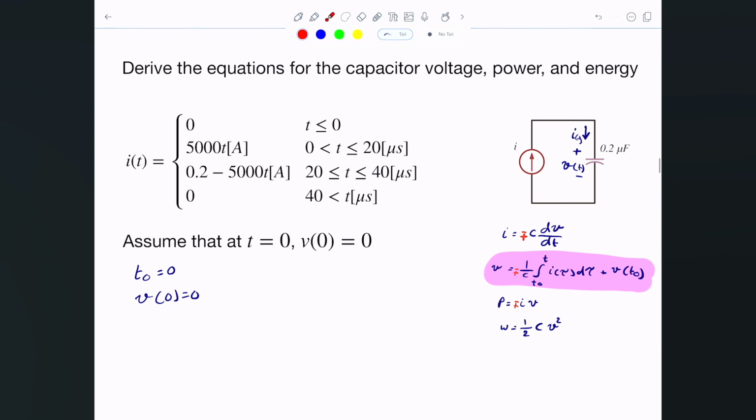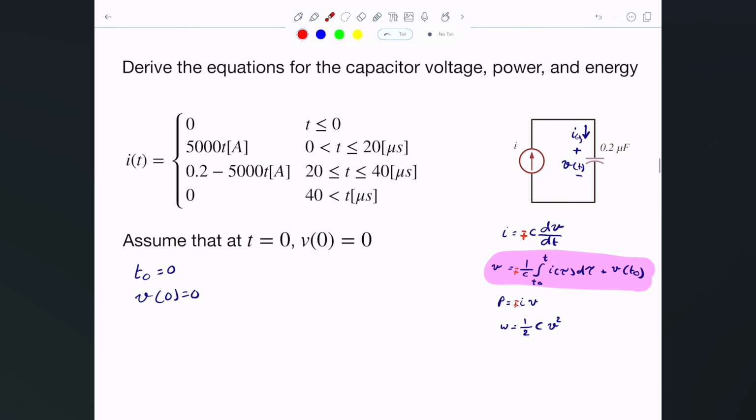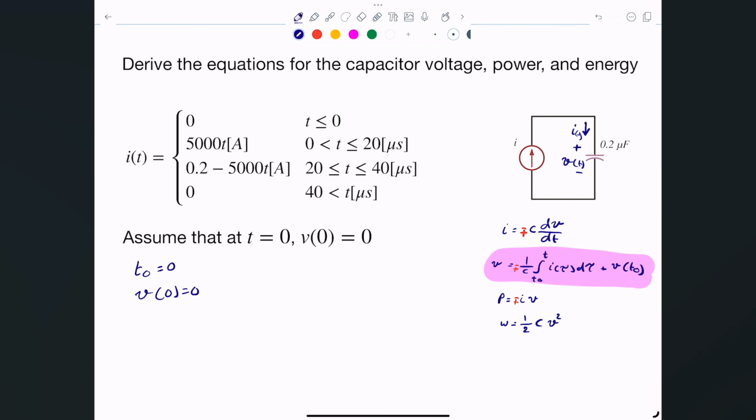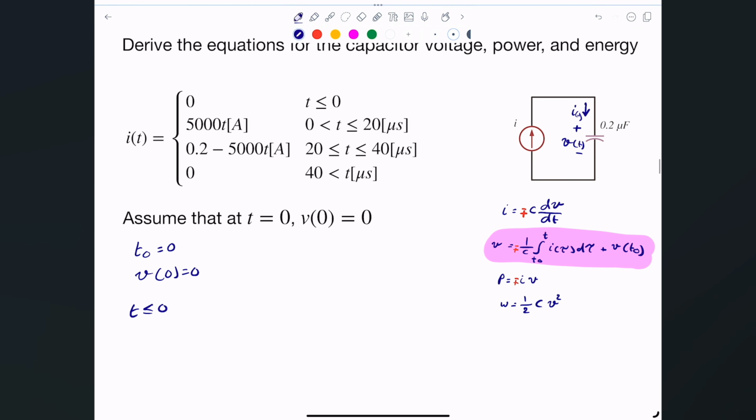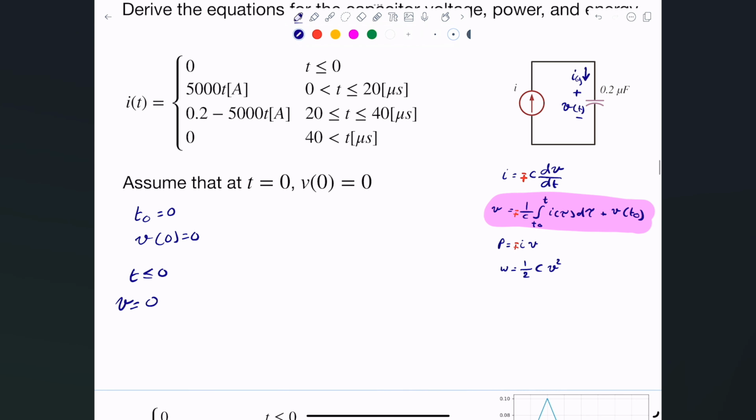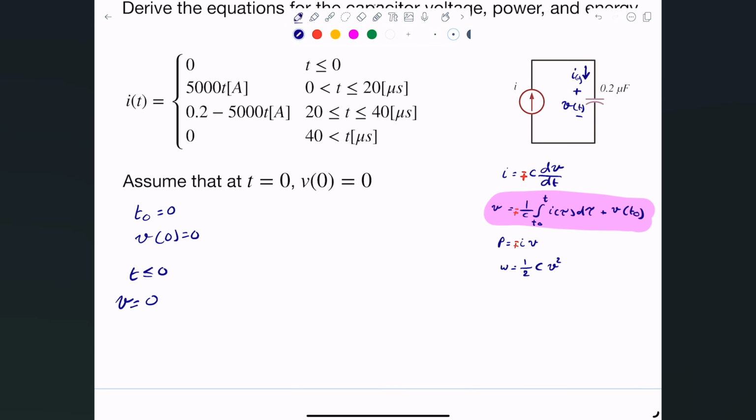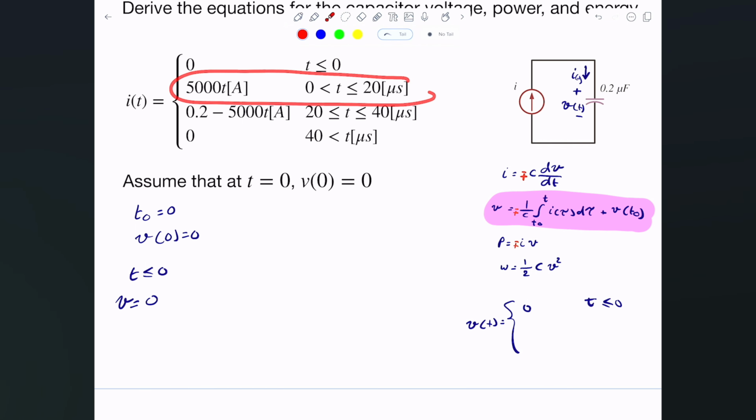Let's do these integrals. Of course, we're going to have to do several integrals because we have different ranges. We have one here, one here, one here, and one here. Technically we only need to do a couple of integrals because the integral of 0 is simply 0. So for the range where t is less than 0, what we're looking for is v. The integral of 0 is just 0, so v of t is 0 for t less than or equal to 0.